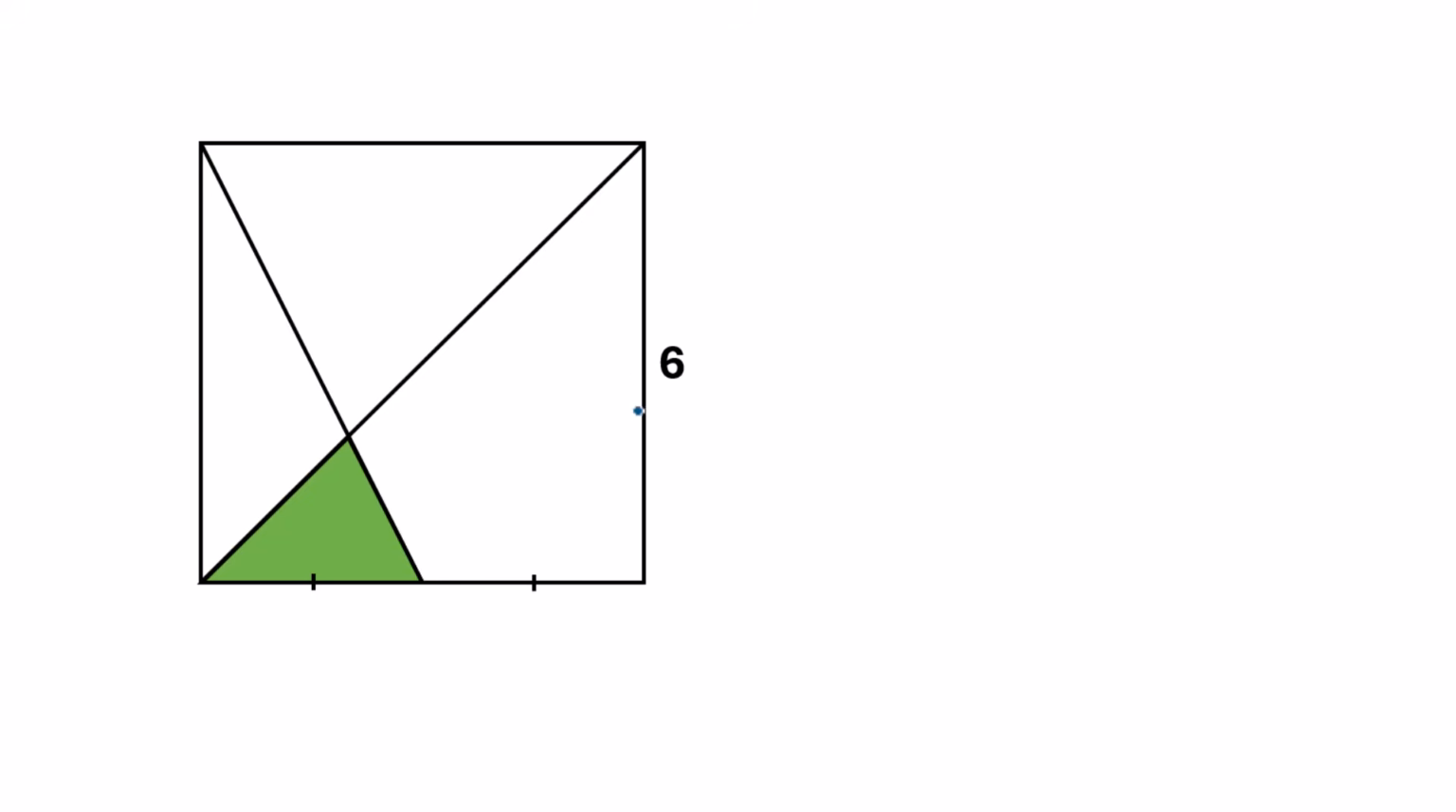We have a square. The side length of this square is 6 units, and this is the diagonal of this square, and this point is the center of this side, and they form a triangle, and we have to find the area of this green triangle.